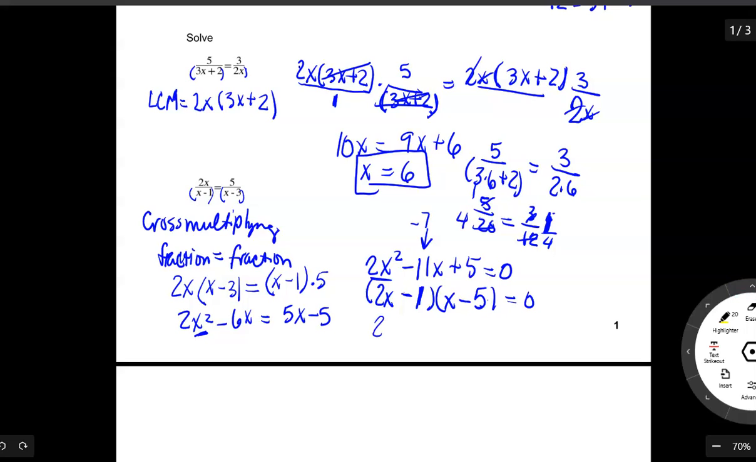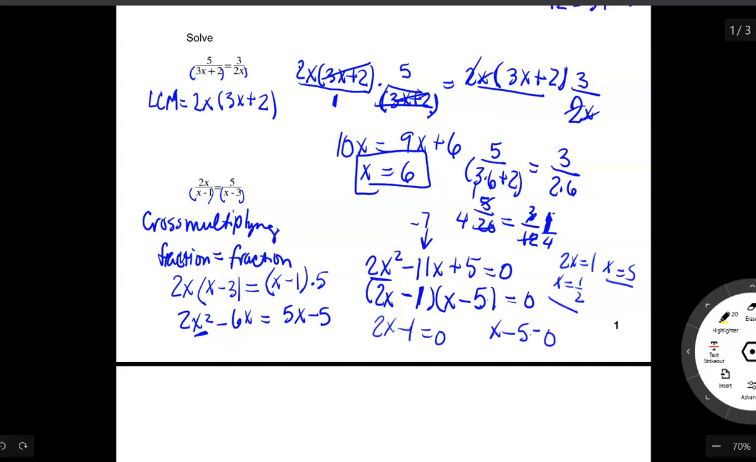And so now we set 2x minus 1 equal to 0 and x minus 5 equal to 0. Adding 1 to both sides gives me 2x equals 1. Divide by 2, I get x equals 1/2. And for the other one, x equals 5. So that's my two answers.